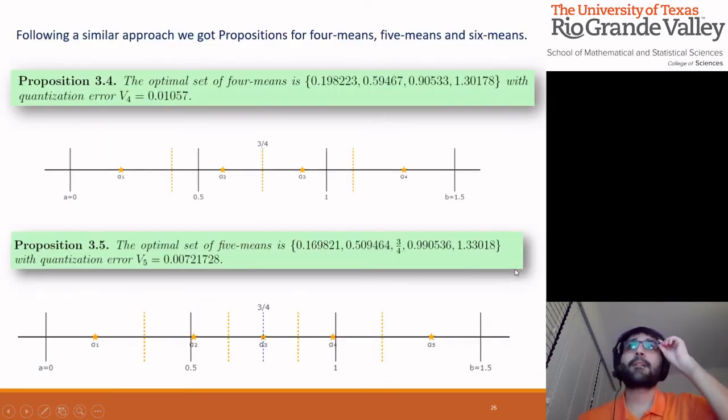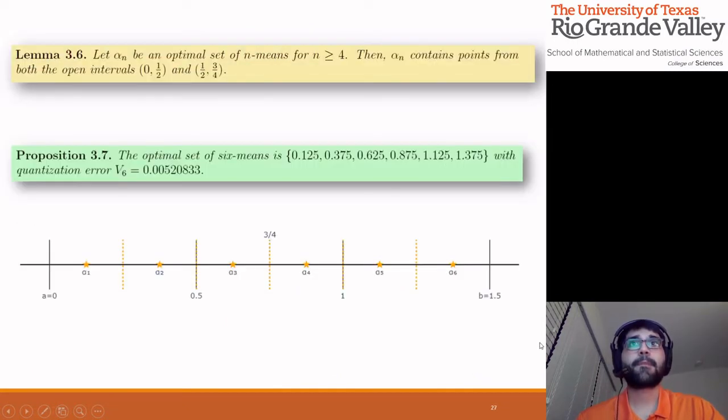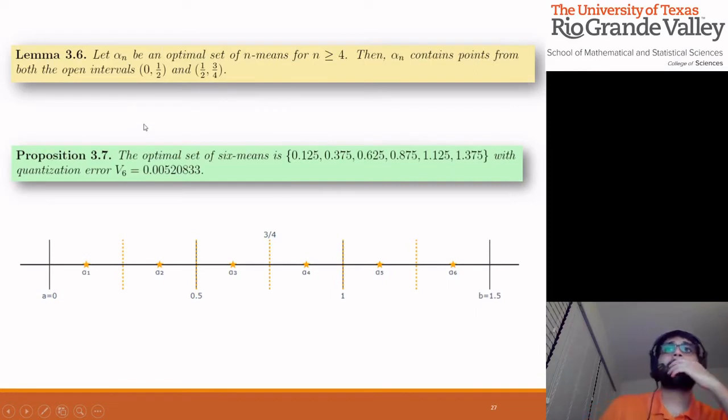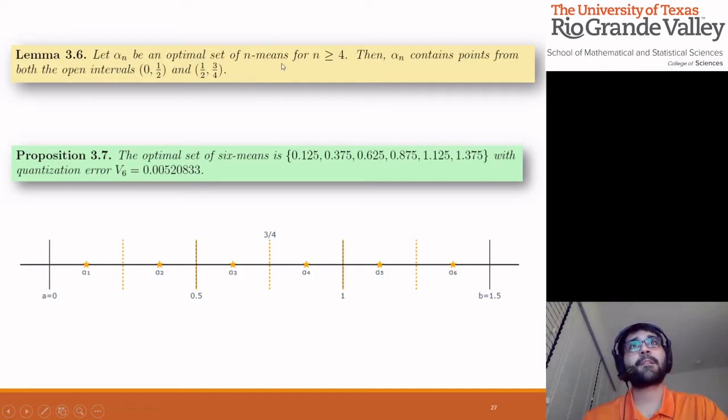Similarly, we can calculate the optimal set for 4 means. Let's see here the picture and the boundary of the Voronoi regions. The optimal set for 5 means. And then we found a lemma 3.6. Let alpha_n be an optimal set of n means for n greater than or equal to 4. Then alpha_n contains points from both the intervals (0, 1/2) and (1/2, 3/4).